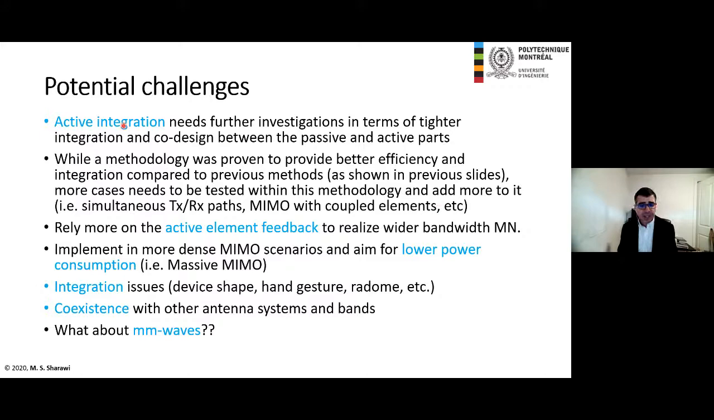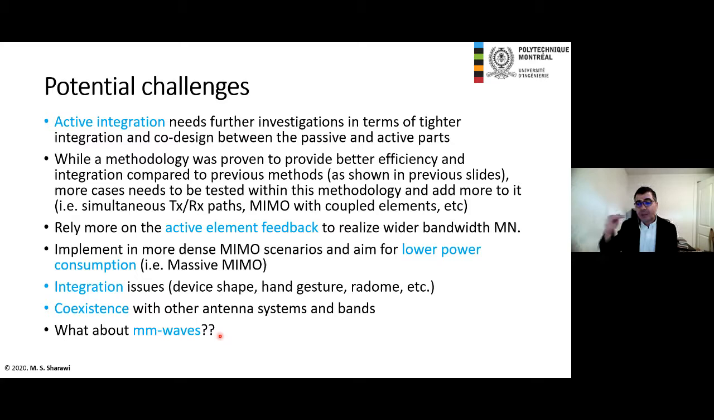Some of the potential challenges of this active integrated methodology are basically active integration and active element feedback. We need to make sure that the antennas and the active parts are stable as well. There are integration issues with other parts, coexistence, as well as maybe applying it to millimeter waves. I have not seen it yet, but people are still using the 50 ohm with millimeter waves because they are having a separate chip and a separate antenna array.